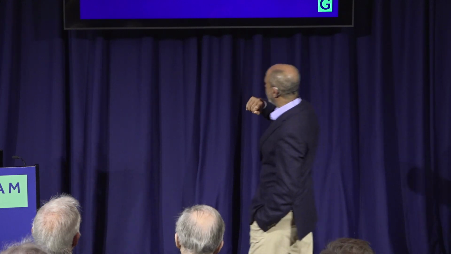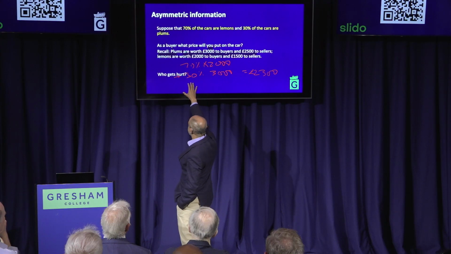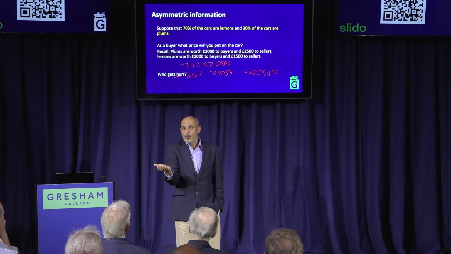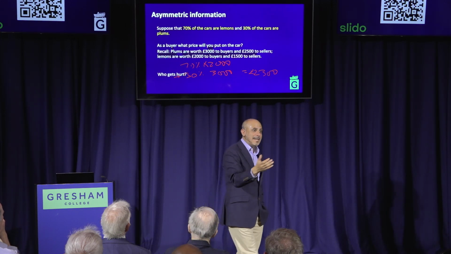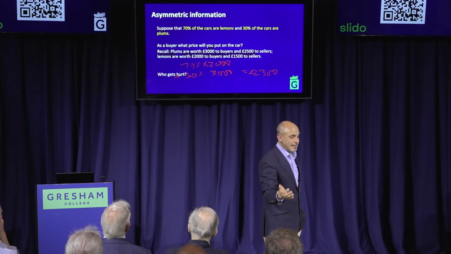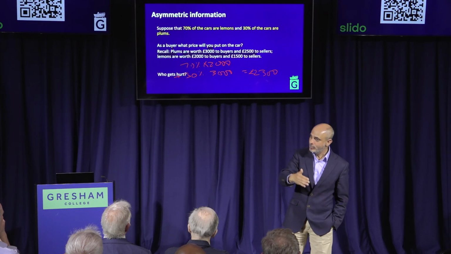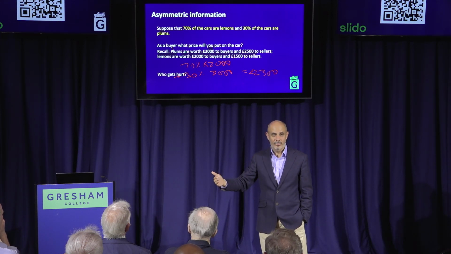So who's hurt from this? Well, the buyers aren't hurt because they know they're going to get a lemon and they get a lemon. This is exactly the symmetric information case. The lemon seller isn't hurt because they get 2,000, the symmetric information case. But the plum sellers are hurt because they have superior information and a better product, but they're not able to sell that product because they cannot convince the person on the other side that they have a plum. That's the essence of this situation.